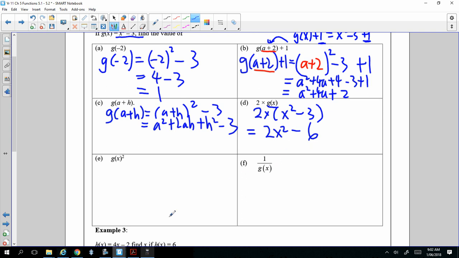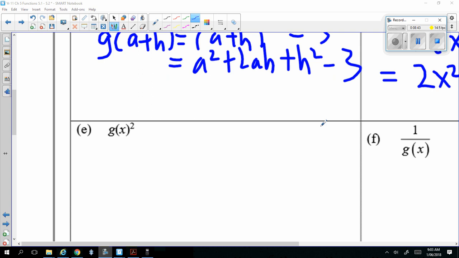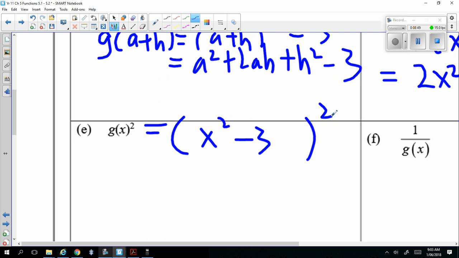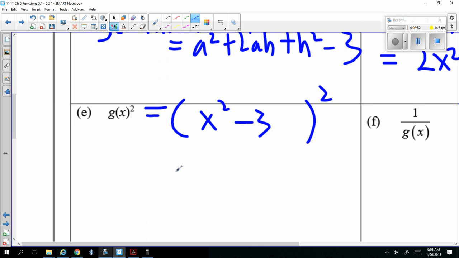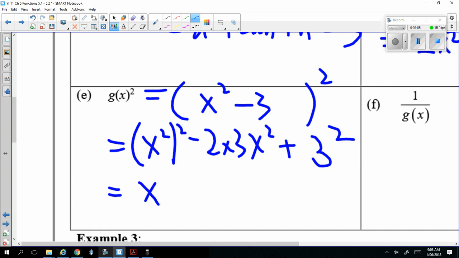All right, how about g of x all squared? g of x squared means you square what's inside. x squared minus 3, squared. So you square the whole thing, and you have to expand it using the perfect square formula. x squared squared minus 2 times 3 times x squared plus 3 squared. And then what do you get? x to the power of 4 minus 6x squared plus 9.